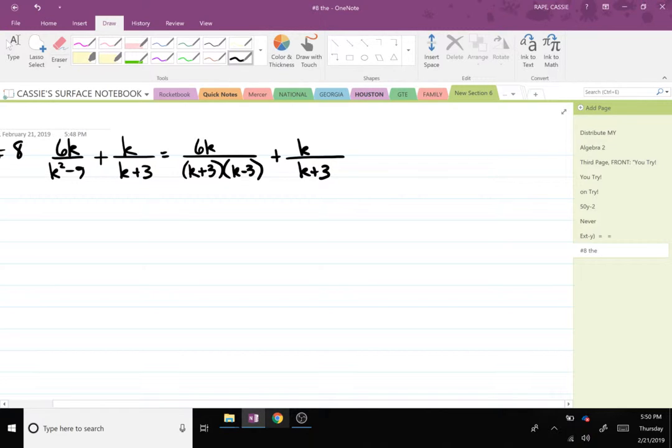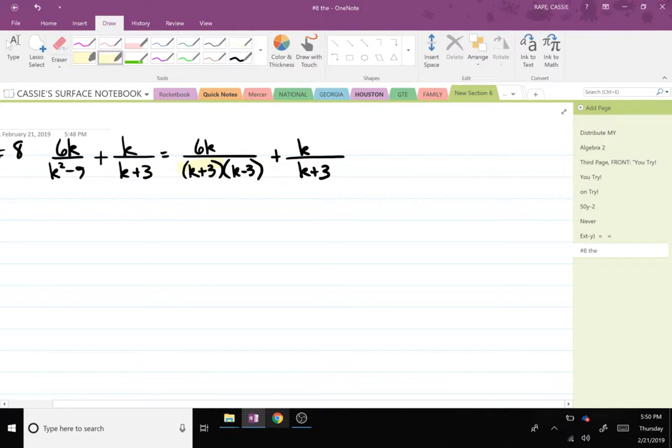Remember that you cannot, it might be tempting to want to say k over k cancels. Can't, because k plus 3 in the denominator is being added or subtracted. When you don't know what k is, you don't know if it cancels or not. You can't tell if it's a 1 because k plus 3 is what's in the denominator. So don't do that. All you're going to do now is analyze.